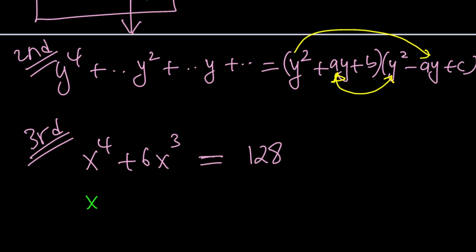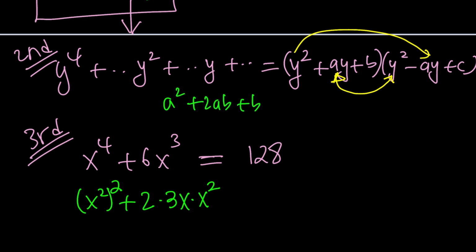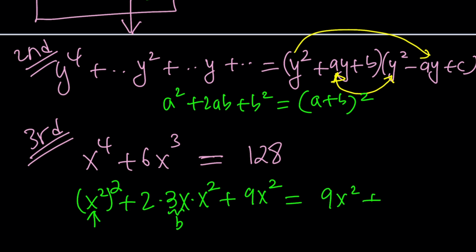This is x squared squared. This is 2 times 3x times x squared. What does that mean? It means that you have the a squared plus 2ab plus b squared. Yes, remember the formula? This is how you can complete the square here. So now, and that's equal to a plus b quantity squared. So this is my a, and this is my b. So it needs to be followed by b squared, which is 9x squared. That makes sense? And of course, I need to add it on both sides, of course.